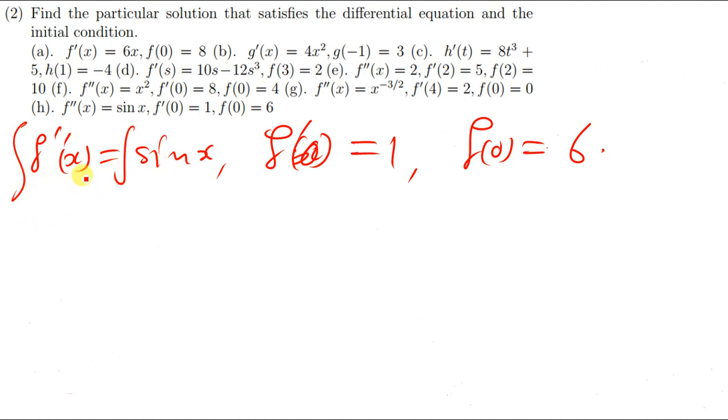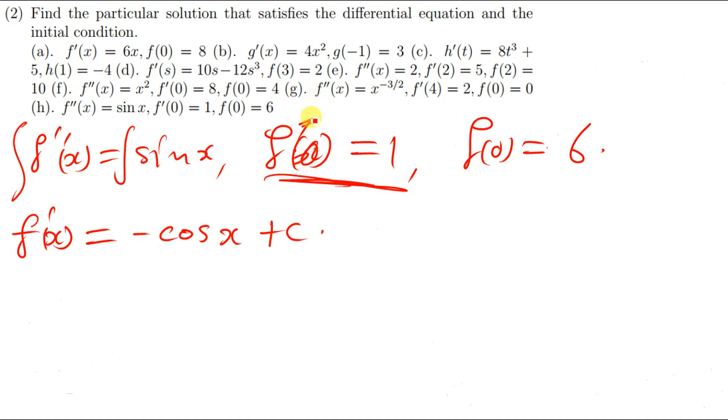So when we do the integration, we're going to get f prime of x on this side is equal to, when you integrate sine x, you're getting negative cos x. Okay, so this is what you're going to get, and then plus a constant c. So now to get the value of the constant c, we use this first initial condition. So f prime of 0 is equal to 1, which is also equal to negative cos, while there's x, we put a 0 there, then plus c.